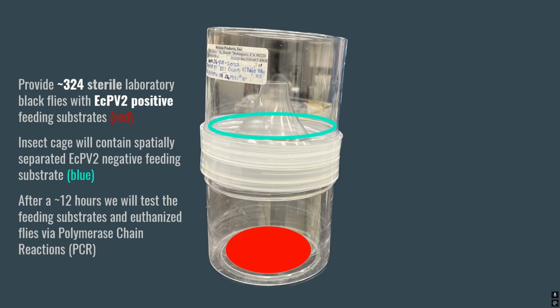So in total, we had 6 cages, around 50 to 60 flies per cage, totaling 324 flies. We provided these 324 flies with an ECPV2 positive feeding substrate. The insect cage also contained a spatially separated ECPV2 negative substrate, and we let the flies interact with the positive feeding substrate for 2 hours, and then after a period of 12 hours, we tested the feeding substrates and the flies via PCR, or polymerase chain reaction.